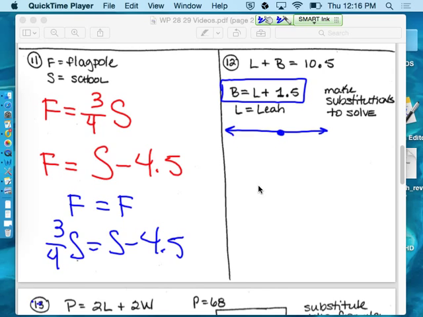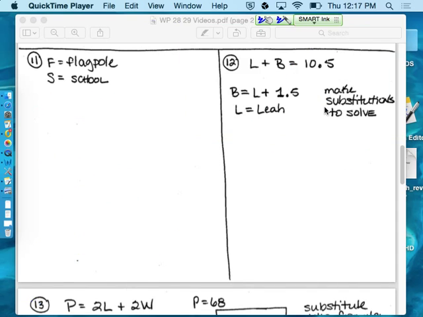So I have my equation set up, Leah plus Barb equaling a total distance of 10.5. I'm choosing to let Leah remain as the variable in my problem, and I will substitute in for Barb. I will substitute in L plus 1.5, and this is the equation that I would end up solving for number 12. And then numbers 13 and 14 refer to perimeter.